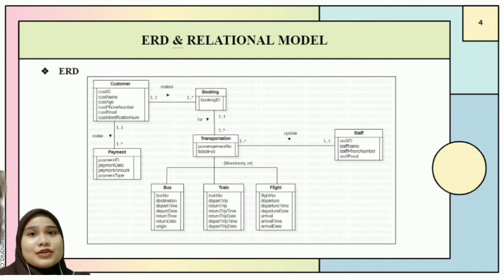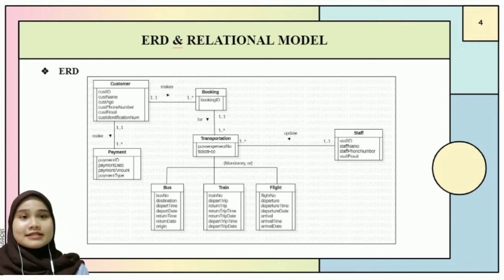Next, for transportation, we have passenger seat and ticket fee. For staff, we have staff ID, staff name, staff phone number, and staff email. And for payment, we have payment ID, payment date, payment amount, and payment types. For bus, we have bus no, destination, depart time, depart date, return time, return date, and origin.